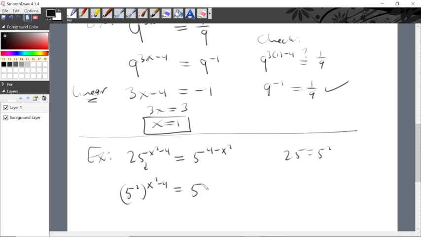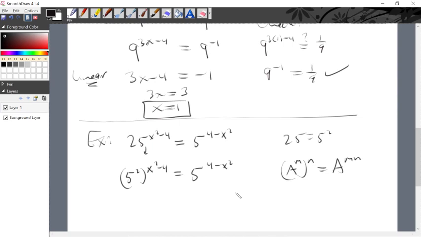And the right-hand side already has a base of 5, so we have 5 to the power of 4 minus x squared. Now we can use a rule of exponents. That rule would be, for instance, if you had a to the power of m, which is then to the power of n, that would equal a to the power of m times n. You can multiply the exponents together.